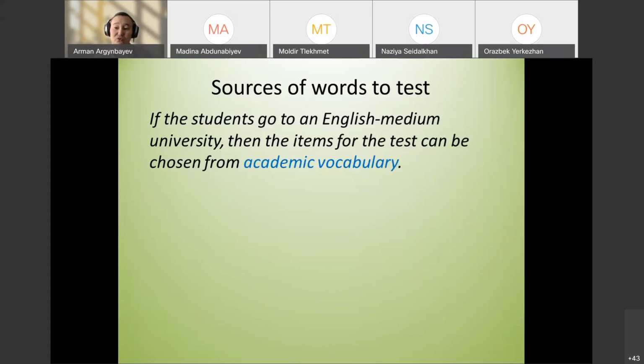Practicality. Tests should be practical. They should be meaningful, they should be useful, and have beneficial backwash effects. And if you want your tests to have a beneficial backwash effect, always think about its usefulness. How useful is this word that you're going to teach and test? If the students go to an English medium university, then the items for the test can be chosen from academic vocabulary. So again, purpose, learning outcomes.